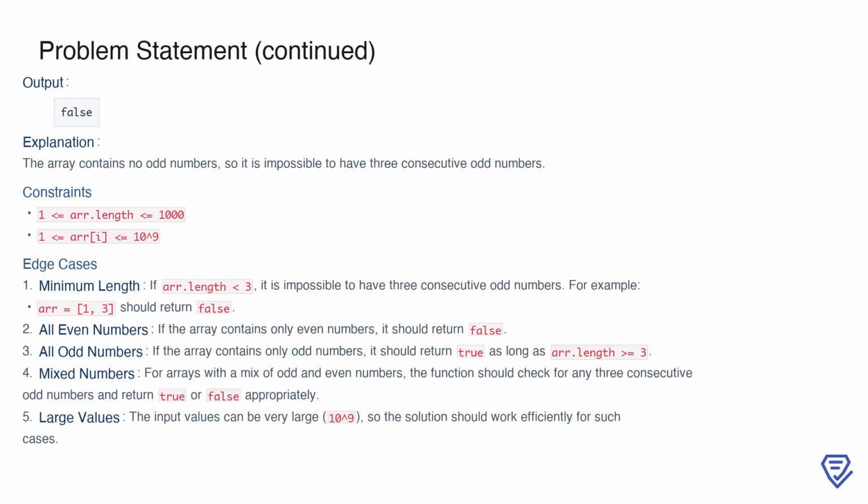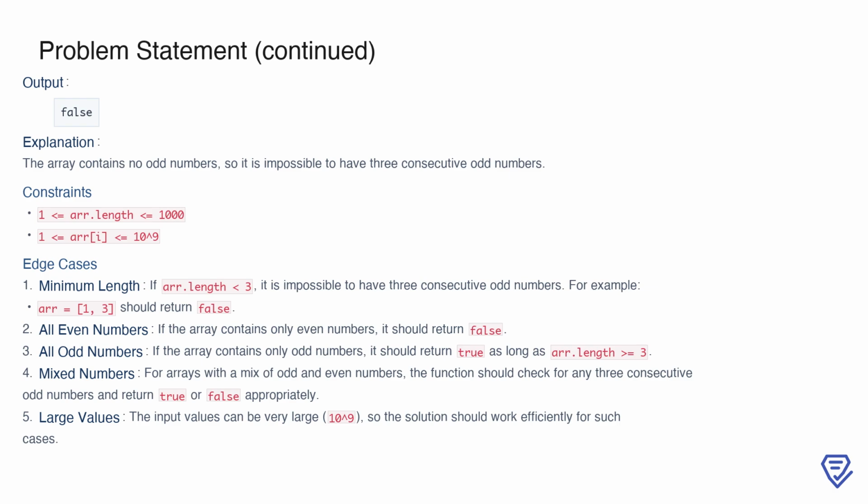Now, let's consider some constraints and edge cases. The length of the array will always be between 1 and 1000, and the values in the array can be as large as 10^9. For edge cases, if the array length is less than 3, like 1, 3, it's impossible to have 3 consecutive numbers, so the result should be false.